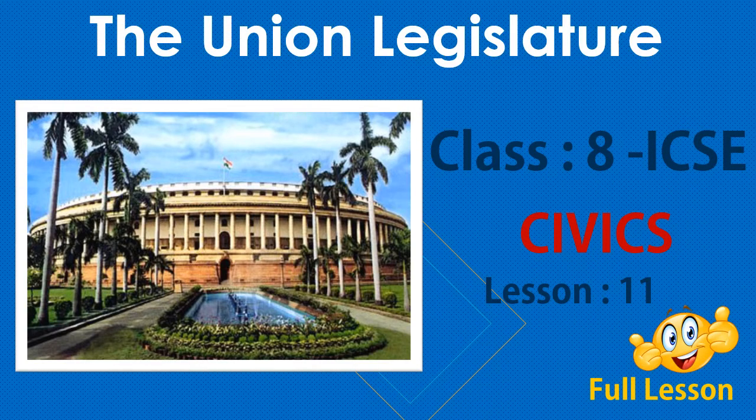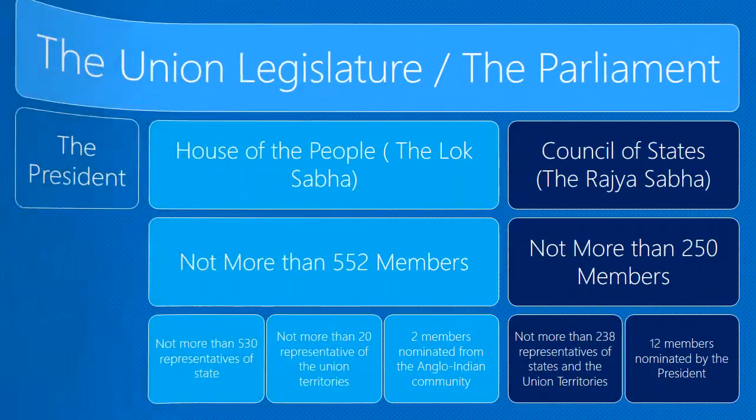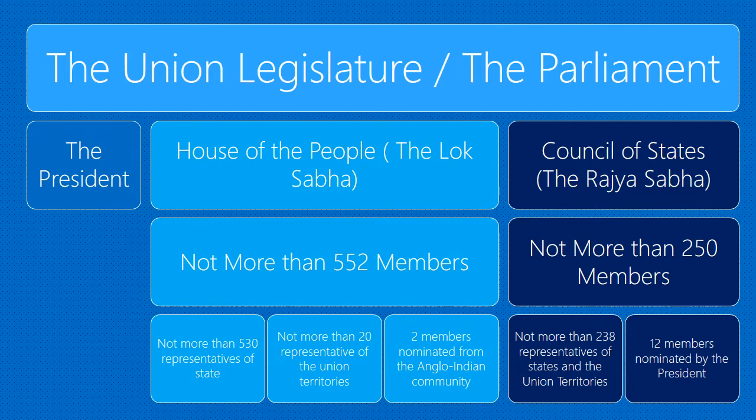Hello children, in this video we are going to learn about the Union Legislature, that is Civics Lesson 11, Class 8 ICSE. The Parliament or the Union Legislature consists of the President and the two houses. The two houses are Lok Sabha and Rajya Sabha. The Lok Sabha is the House of People and the Rajya Sabha is the Council of States.